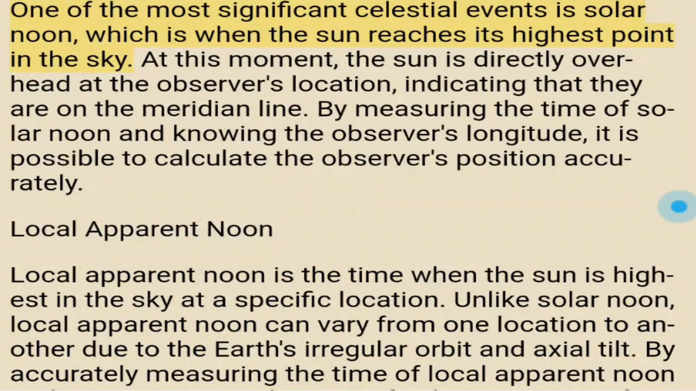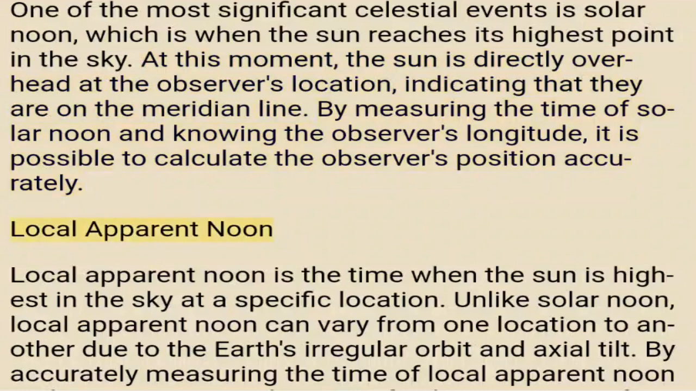Solar noon. One of the most significant celestial events is solar noon, which is when the sun reaches its highest point in the sky. At this moment, the sun is directly overhead at the observer's location, indicating that they are on the meridian line. By measuring the time of solar noon and knowing the observer's longitude, it is possible to calculate the observer's position accurately.